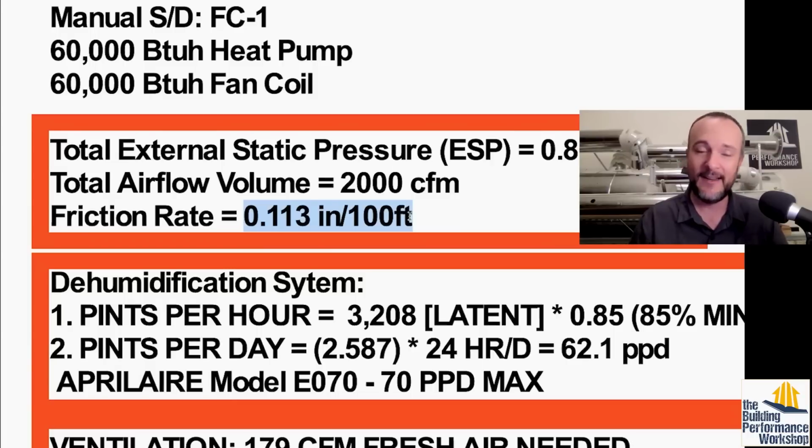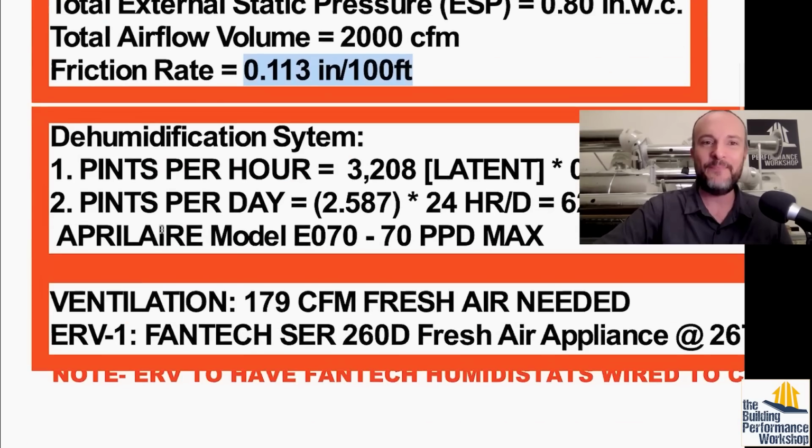That's totally unnecessary. You could do it with a 0.08 and not have any problems at all. And that would cut your static pressure by basically a third if you were to do that.